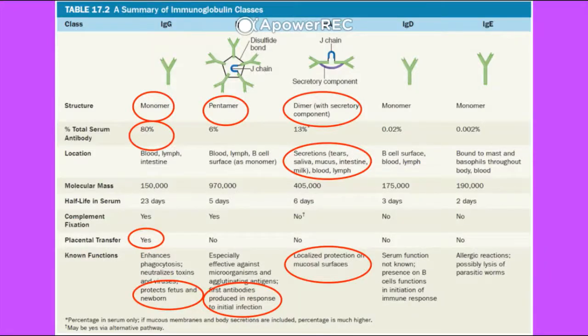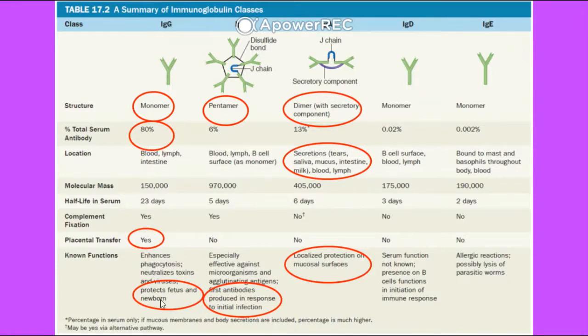Okay, tell me about the IgG antibody. All right, here is what we need to know about the IgG antibody. This is the table 17.2 summary. First, its structure: it's a monomer. It's not a pentamer or a dimer like IgM or IgA. It is the major constituent of the total serum. It's 80% of all antibodies found in the body. It can go through placental transfer, and it is useful in protecting the fetus and newborns.